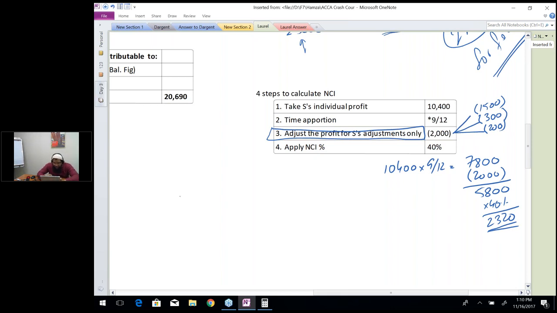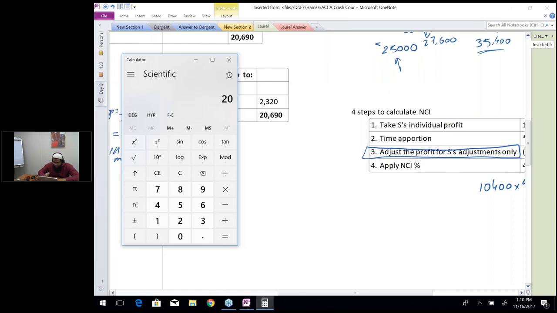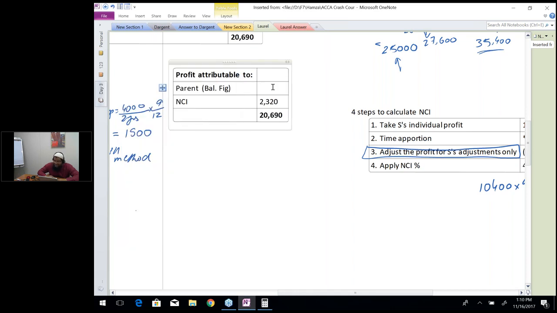So now if I write 2320 over here in the NCI, I'm going to get the balancing figure, which is going to be 20690 minus 2320, which is 18370. So this is the final breakup of the profit attributable to the parent and the NCI.